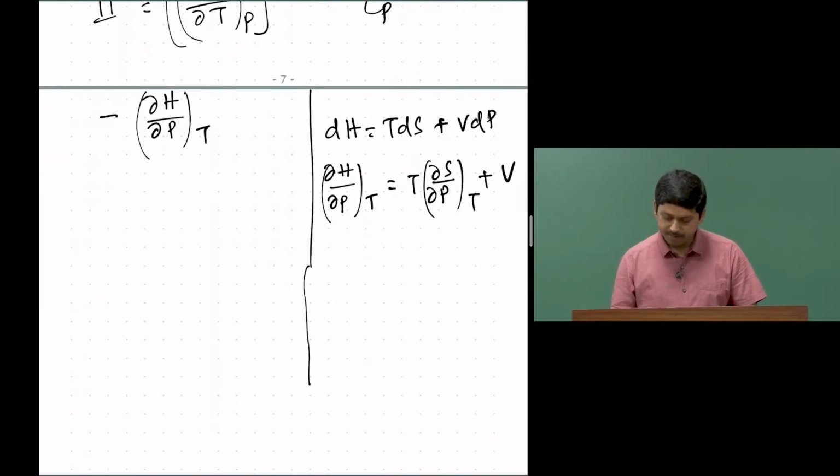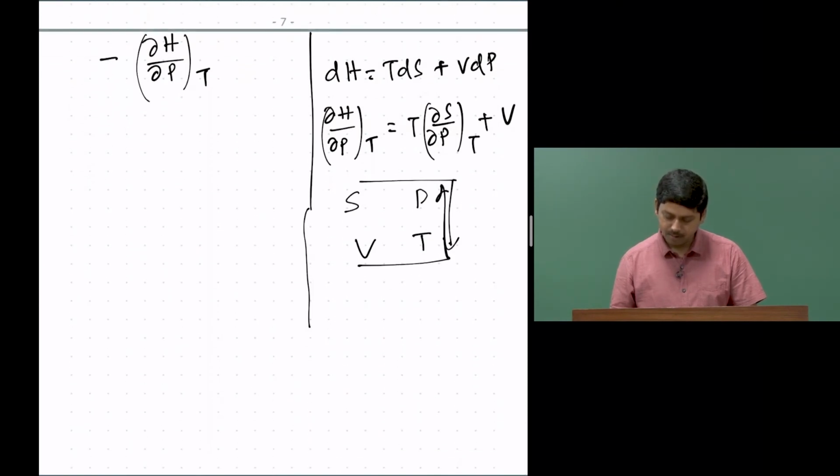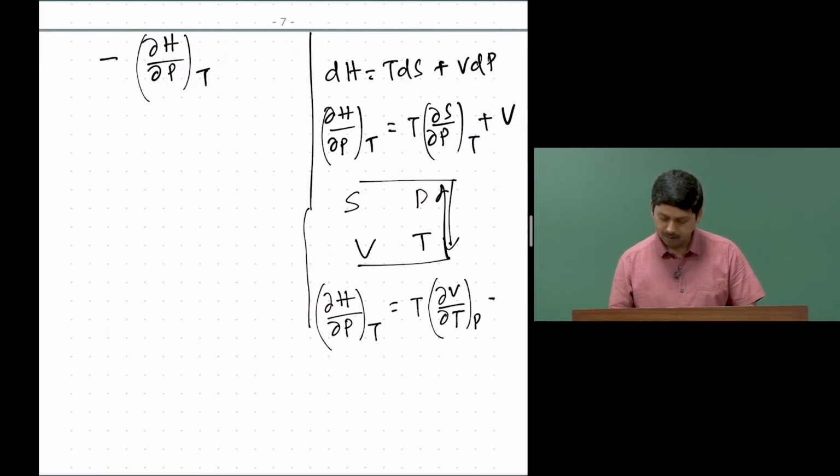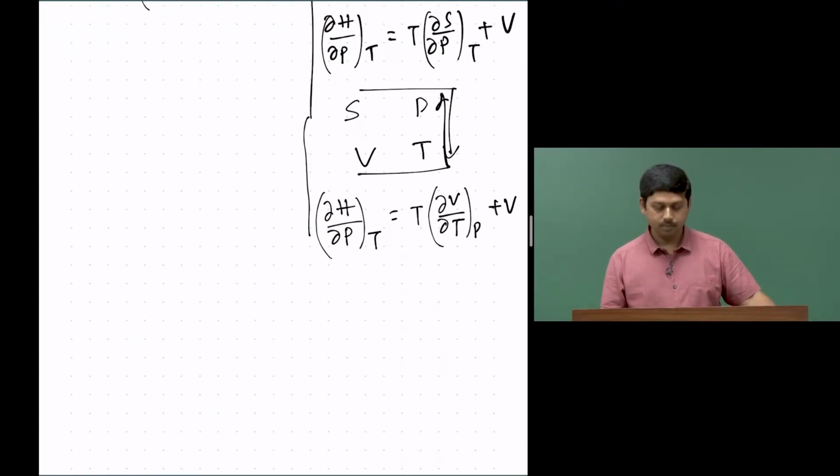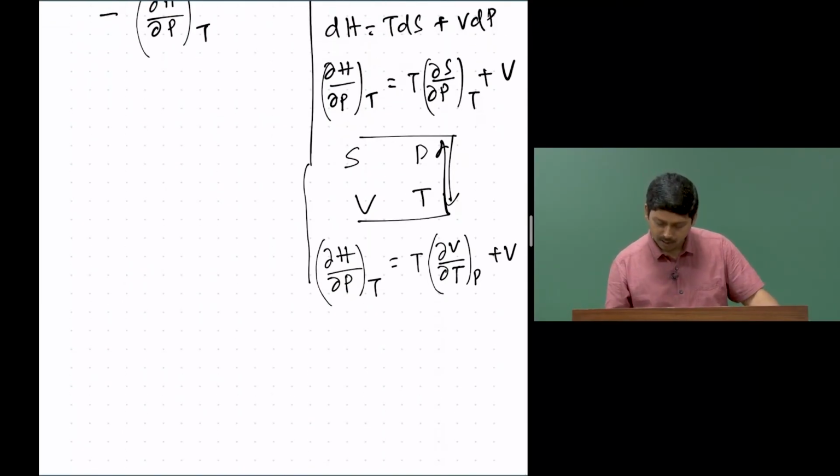Now, once we have that, we have to use the Maxwell relation SPTV, and we know del S by del P at a constant T is del V by del T at a constant P. So, del H by del P at a constant T is T del V by del T at a constant P plus V. Now, what is del V by del T at a constant P? It will be a minus sign, because you can see that this is going down and this is going up. So, there will be a minus here.